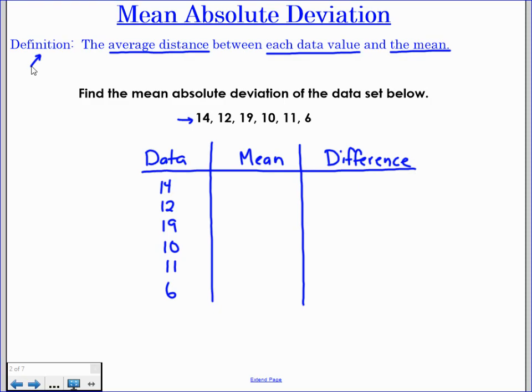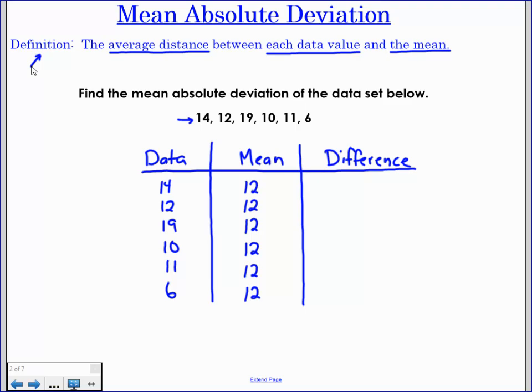The next thing that I need to find is the mean of this set of data. We know by now to find the mean, you add them all up and divide by however many numbers you have. So I would add 14, 12, 19, 10, 11, and 6. I'd divide that by 6, and then I would get a mean of 12. So I'm going to rewrite the mean next to every data point. You don't necessarily have to do this. Some of my students like to just write 12 at the top and draw an arrow going all the way down. That's fine. I like to rewrite it, just because I like the way that it makes the table look.